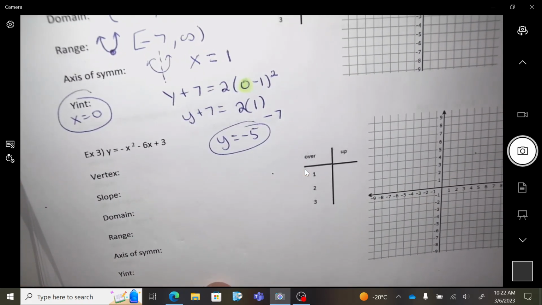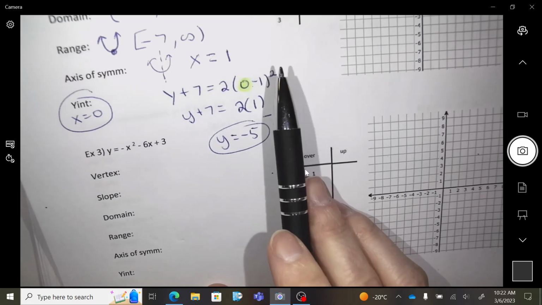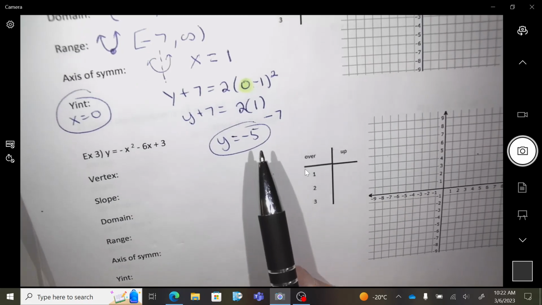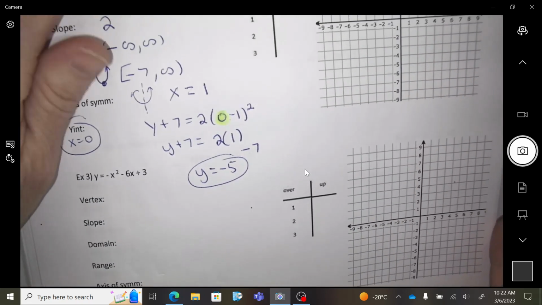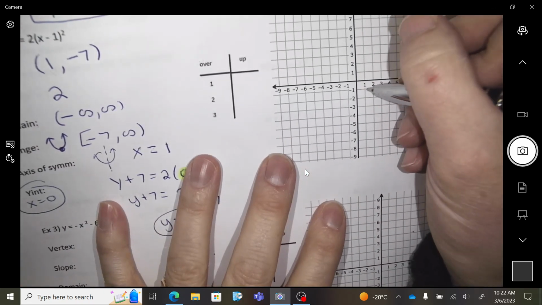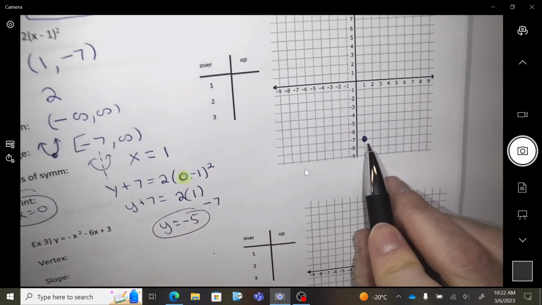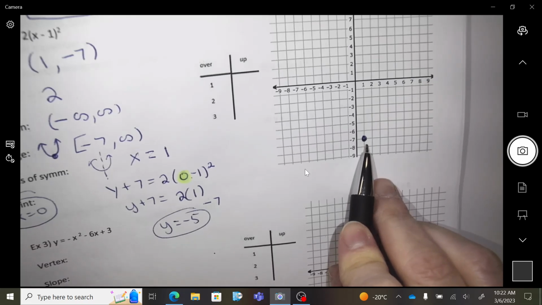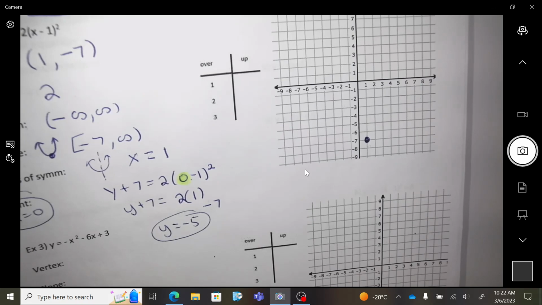Did you get -5 at the very end of it? Okay, because this was -1, squared was +1, times 2 is 2, but I still have to subtract 7, right, to isolate? Okay, so let's graph 1, -7 is your vertex. And you're going to make a pattern to graph. So all you need is a vertex and a slope pattern.